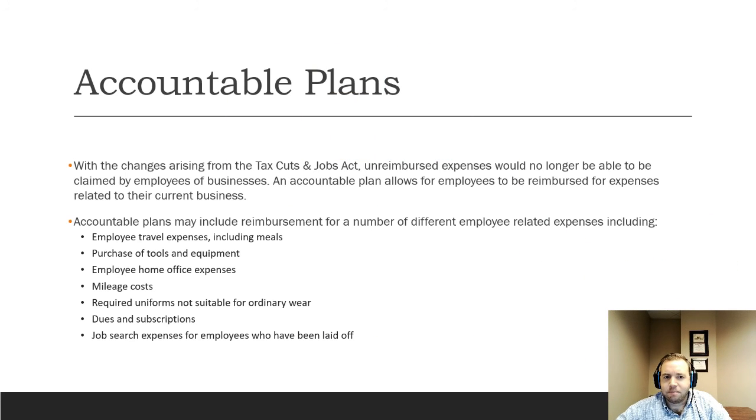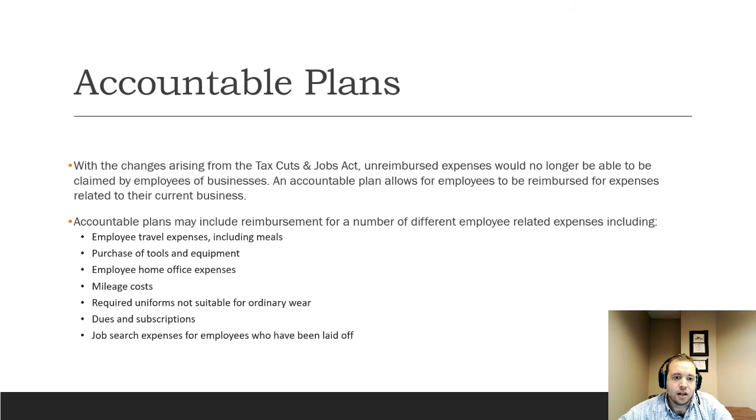Accountable plans may include reimbursement for a number of different employee-related expenses, including travel expenses and purchase of tools and equipment. I don't know if that's happening a lot in the ministerial space, but we're going to discuss it. Employee home office expenses. Beforehand, the business use of home used to be a big deal for people working from home, and conveniently, they took that out a few years before everyone was working from home.